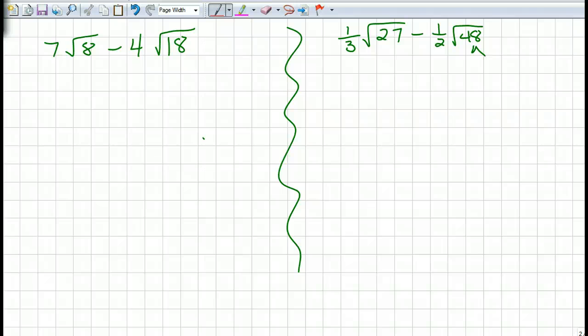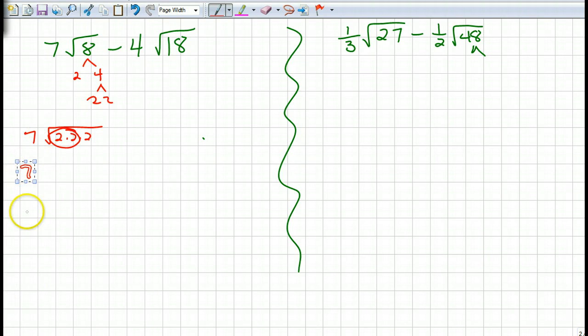Okay, so if I go to break this down, 8 is the same thing as 2 and 4, and 2 and 2. So I can rewrite this as 7, 2 times 2 times 2. I have a pair of 2's here, and this is what's tricky because I already have a 7 on the outside. I'm going to take one of those 2's on the outside, multiply it by that 2, and leave the other 2 on the inside. So now I have 14 square root of 2.